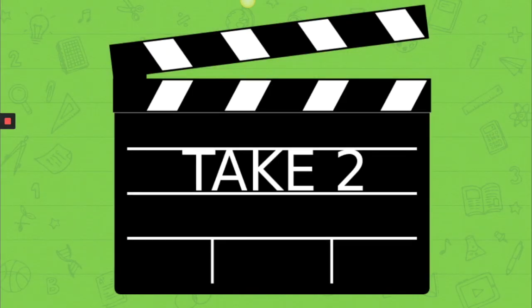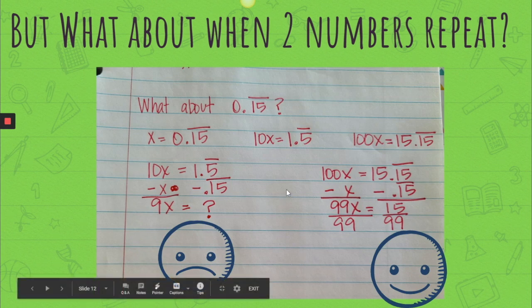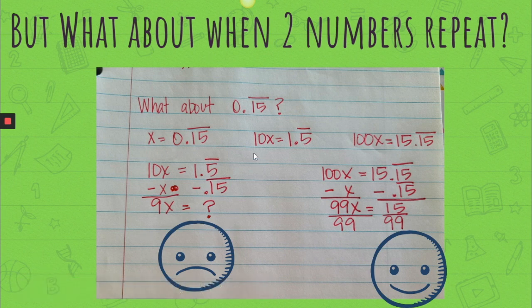Take 2. Now, this is the problem from before where we said it just didn't work out. So when two numbers repeat, we're going to tell the students that we're going to have to go out further. 10x did not work. We got to go out to 100x. We're going to multiply so we can move that decimal over one more time. And you see that when I do that, what comes after the decimal for the 100x and what comes after the decimal for x, these match up.